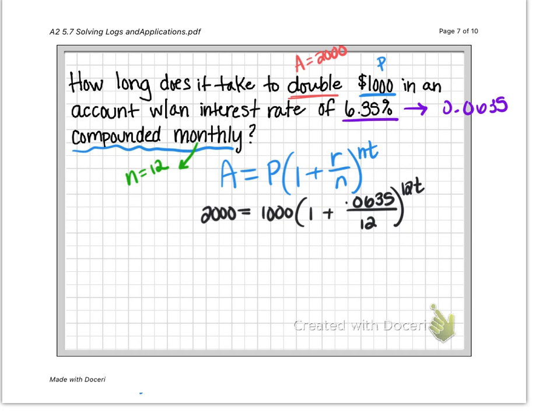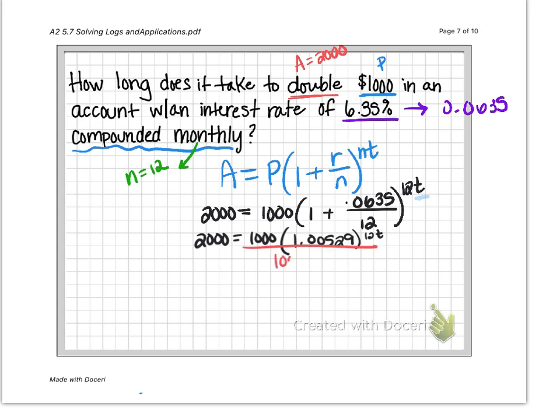So you can see that we have t up here in an exponent position. So in order to solve for t, we're going to have to use a log. So we're going to go back and start doing our computation. 2,000 equals 1,000 times 1 plus 0.0635 divided by 12 is 0.00529. So 1 plus that would be 1.00529 to the 12t. Now we have to work on getting that 12t by itself.